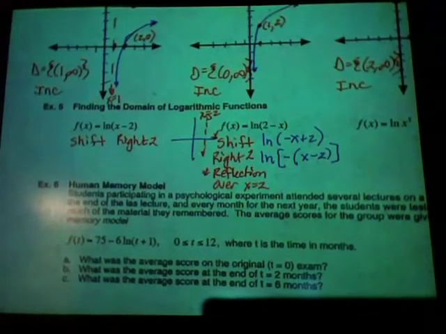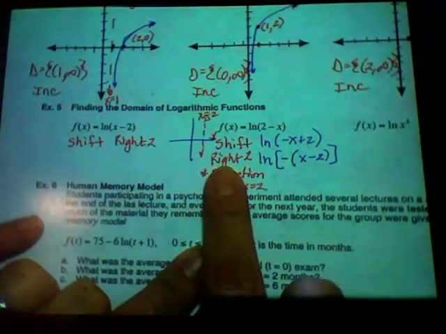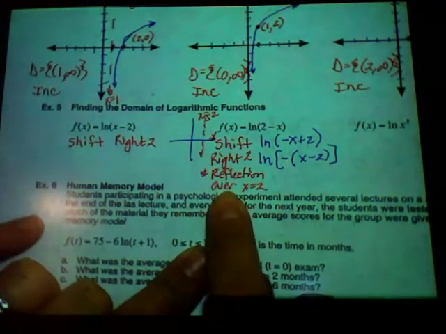Okay, so let's finish our discussion from yesterday. So let me just prove to you why this is a reflection over x equals 2.